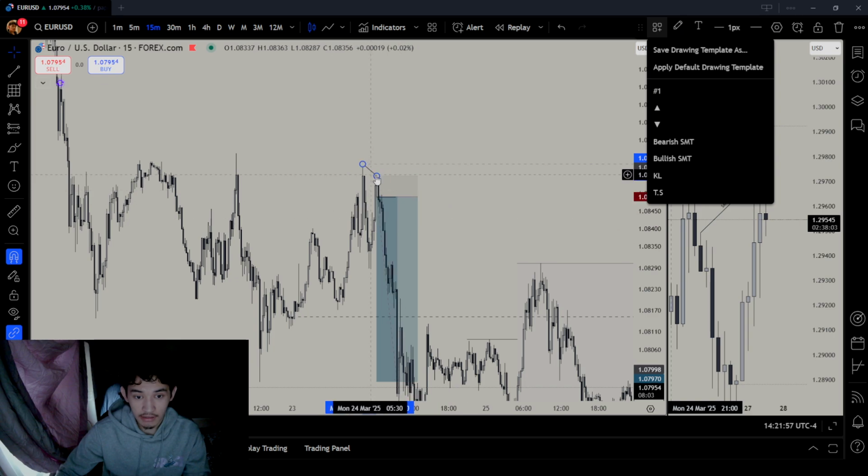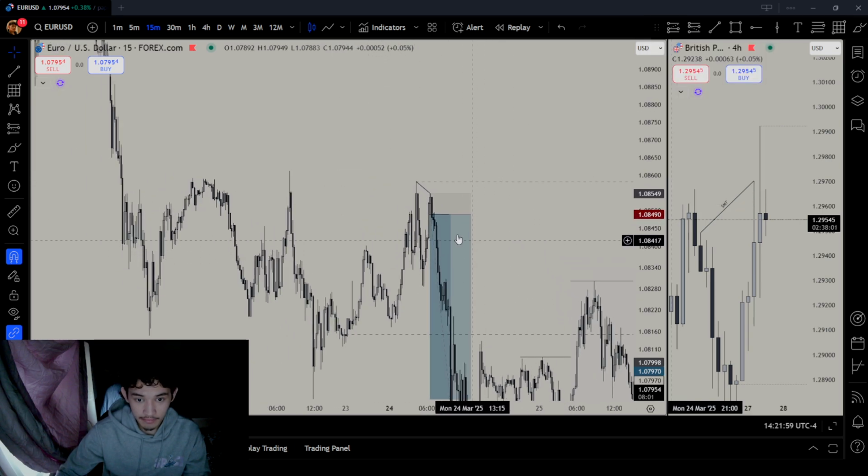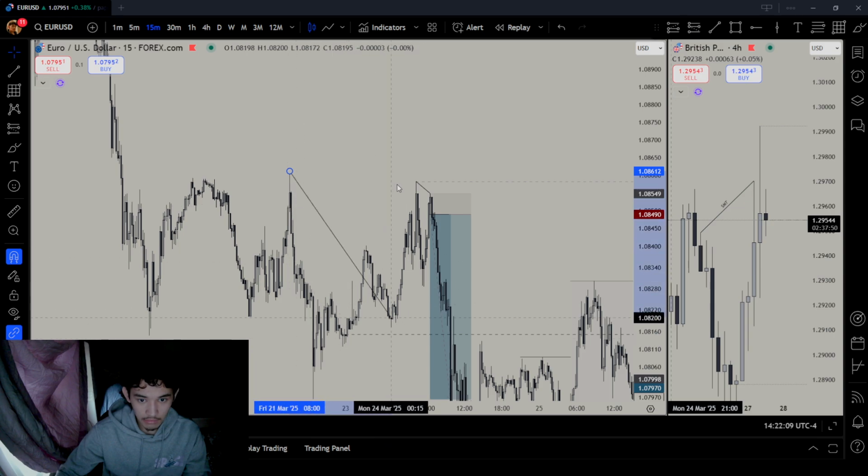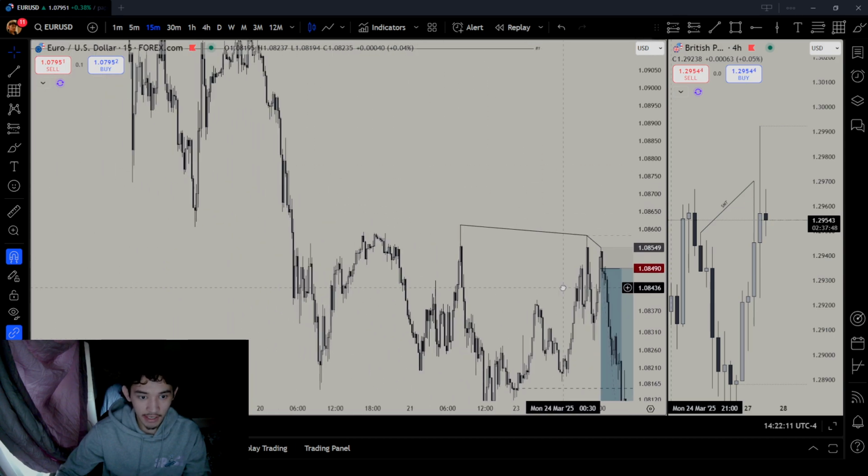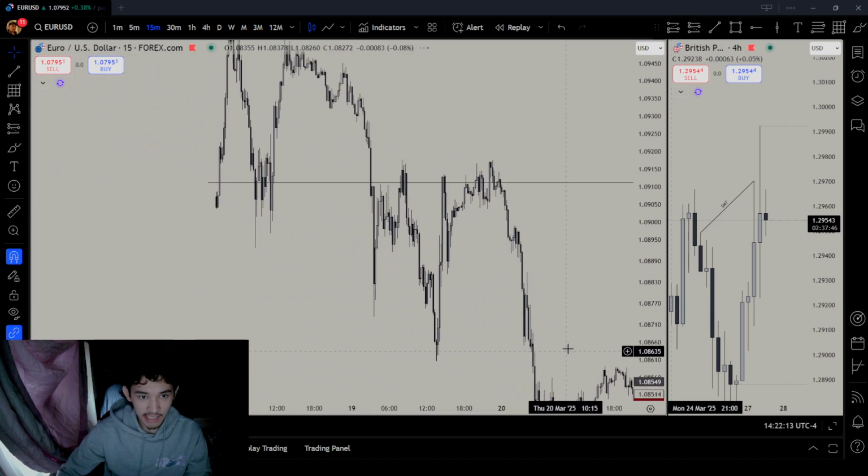So you would enter this trade to the short, right? It was SMT, and this high had an SMT with this high, right over here. Right, so there was SMT. Now let me show you guys different examples here.